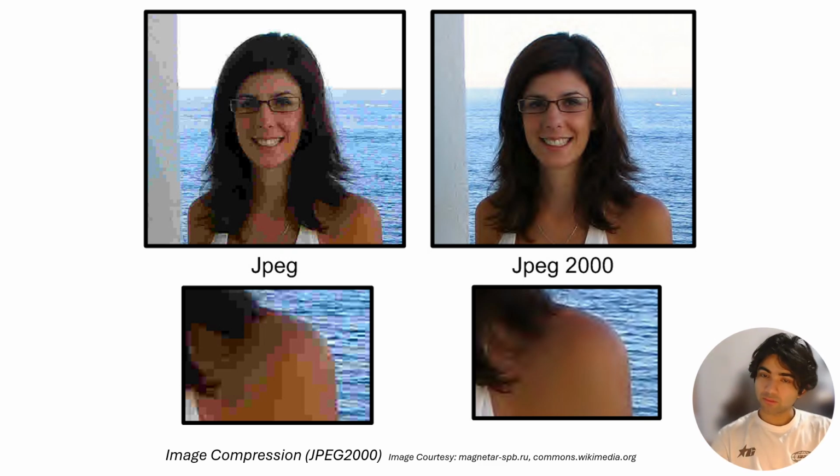You can see in the picture itself the comparison between JPEG, which doesn't use wavelets, and JPEG 2000, which uses wavelets. You can see how it retains most of the textures and the data, while JPEG doesn't.